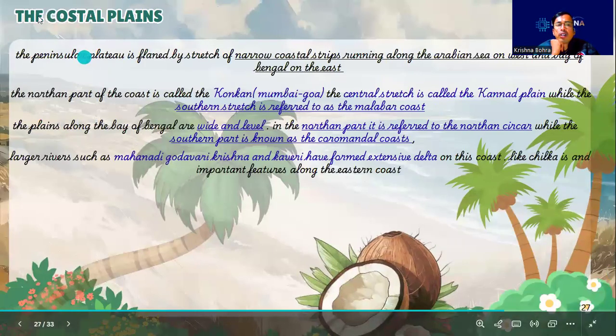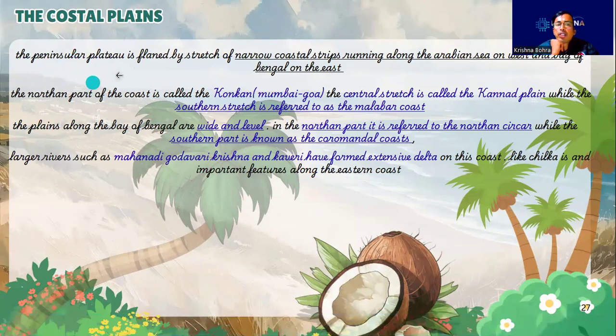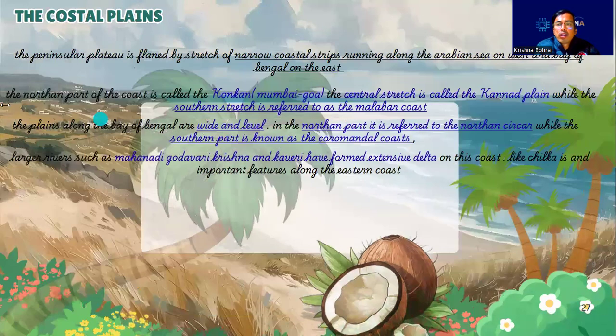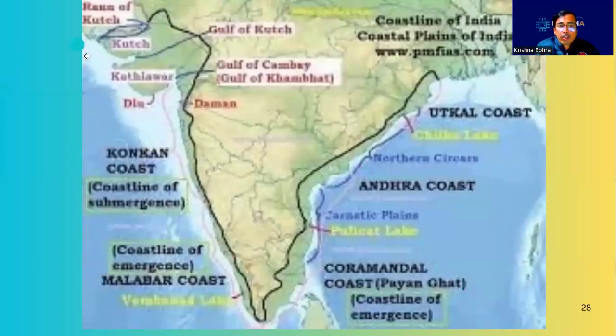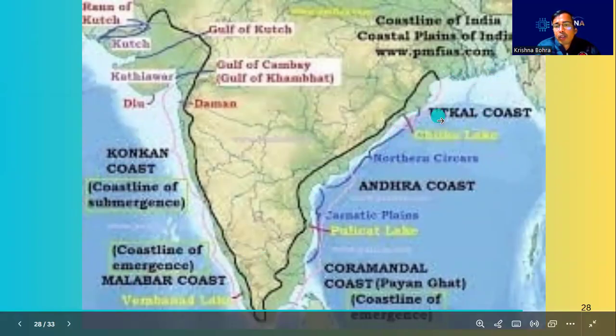Okay, the next physical division of India is the coastal plain. The Peninsular Plateau is flanked by a stretch of narrow coastal strips along the Arabian Sea in the west and the Bay of Bengal in the east. So you can find numerous coastal plains named after local names, like Konkan in Mumbai, Goa. The central stretch is called the Kannad Plain, while the southern stretch is referred to as Malabar Coast. Let's look at these particular coasts on the map. So you can find the Konkan Coast over here, Malabar Coast over here, Utkal Coast, Andhra Coast, and Coromandel Coast.